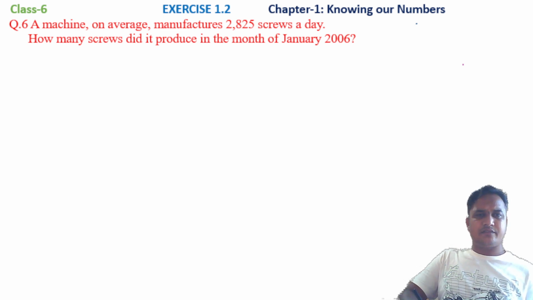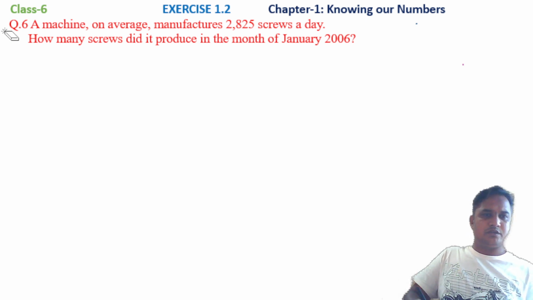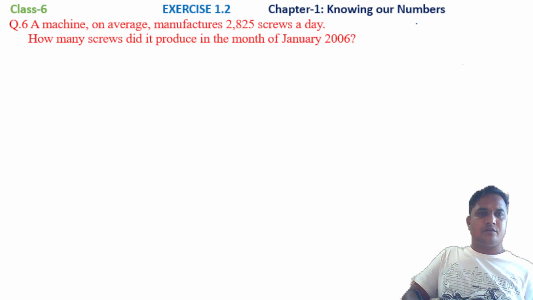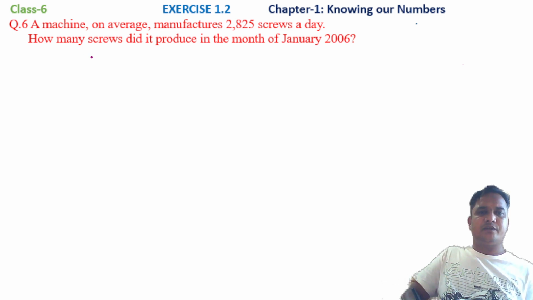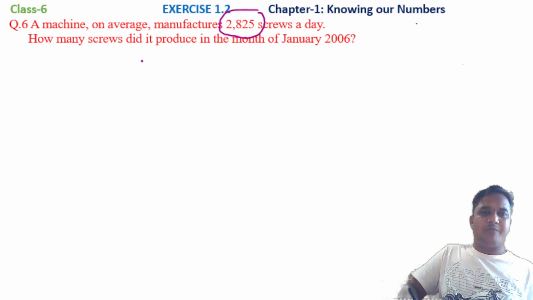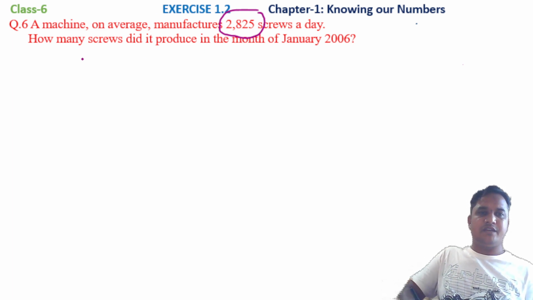Today we'll understand the class 6 chapter on Knowing Our Numbers, exercise 1.2, question number 6. In this, a machine on average manufactures 2825 screws a day. How many screws did it produce in the month of January 2006? So we need to find how many screws it manufactures in the month of January.